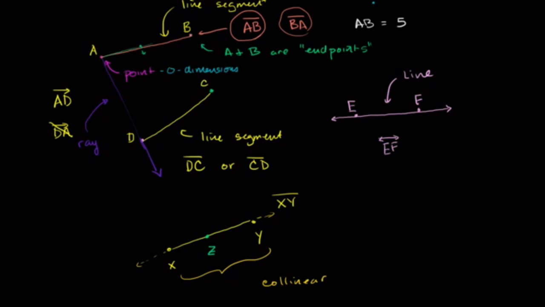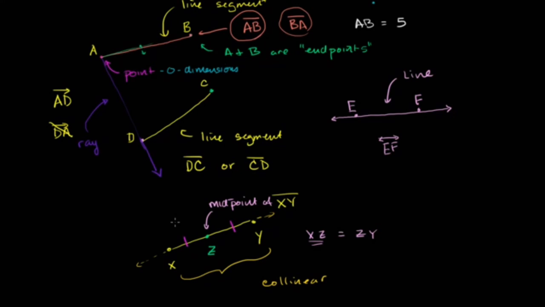Now let's say we're told that XZ is equal to ZY, and they are all collinear. So this is telling us that the distance between X and Z is the same as the distance between Z and Y. So sometimes we can mark it like that. This distance is the same as that distance over there. So that tells us that Z is exactly halfway between X and Y. So in this situation, we would call Z the midpoint of line segment XY, because it's exactly halfway between.